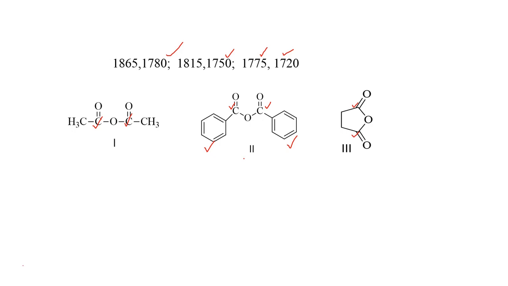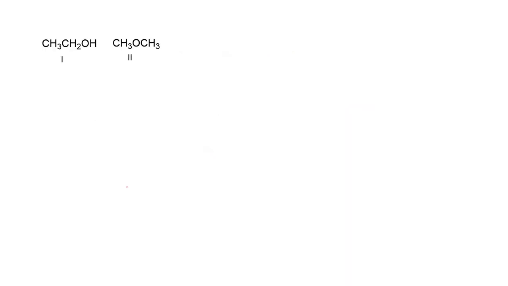And hence the order of frequencies will be: the lowest frequencies, 1775 and 1720, will be for the second molecule, because it has extended conjugation. And the highest stretching frequencies, 1865 and 1780, will be for the third molecule, because it is a cyclic and strained molecule with angle strain. And the acyclic molecule has the normal carbonyl stretch for anhydride, 1815 and 1750 centimeter inverse. Okay, then see the next example.